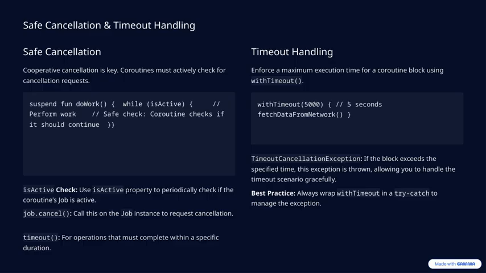Overall, these techniques, checking isActive, canceling jobs, and using withTimeout, are crucial for writing responsive, well-behaved coroutine code that can cancel or timeout operations safely and effectively.